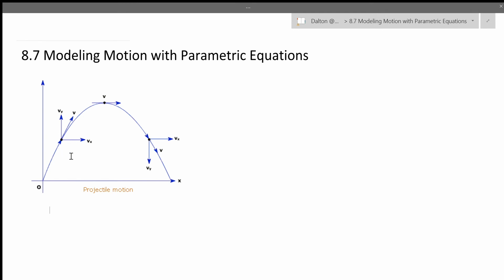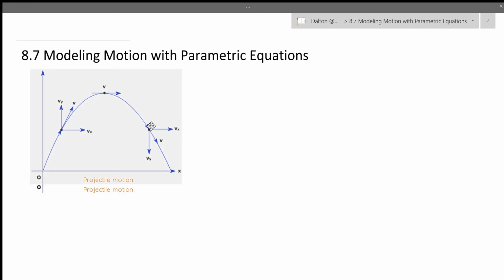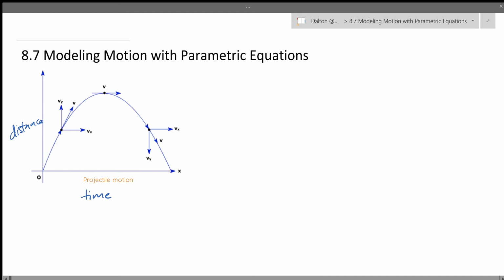All of these vectors across my projectile motion represent given velocities in the horizontal and vertical parts at any given point in time. So the x-axis here would be considered time, and the y-axis would be considered distance. So this talks about the different velocities at any given moment for that projectile motion. Okay, so let's just do a couple of examples that are very, very basic using this idea.